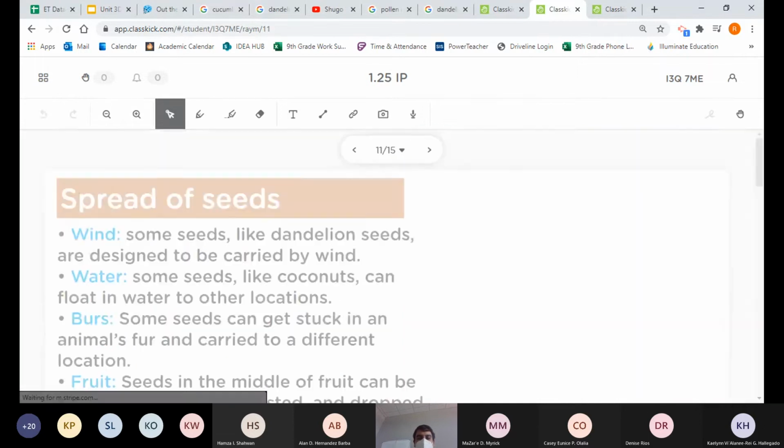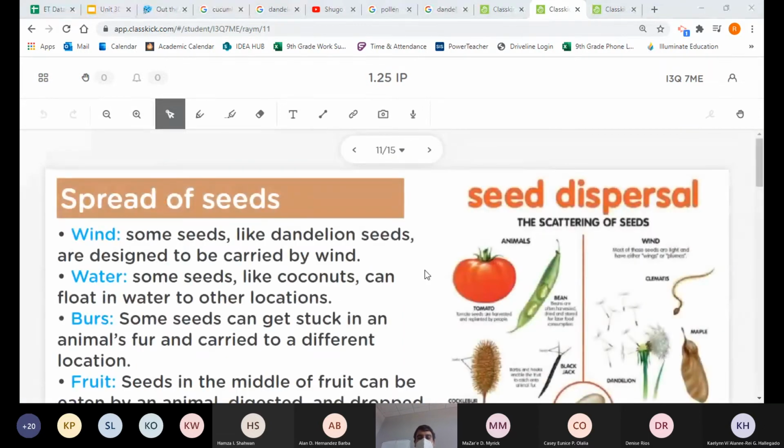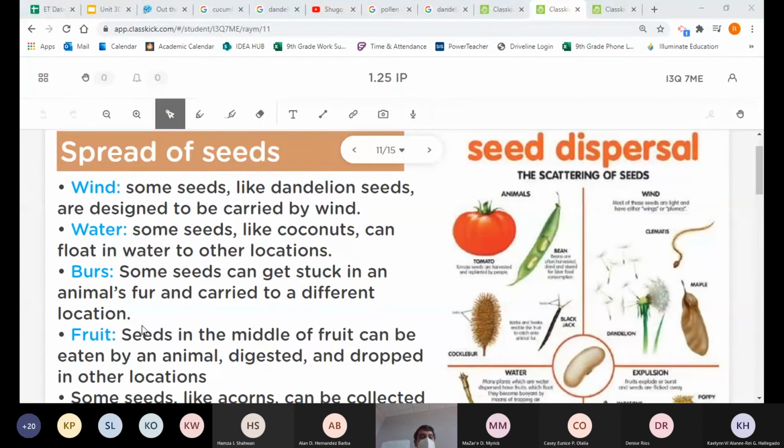Alrighty. Now this one, a little bit long. Any brave souls want to help out with this? How the seeds are spread? I can read it. Thank you, Casey.